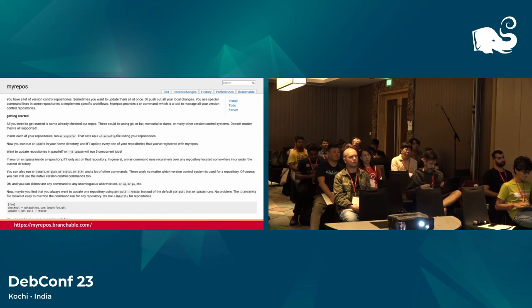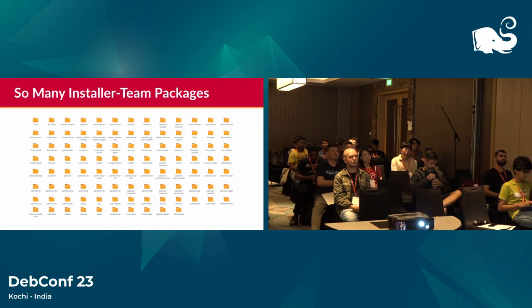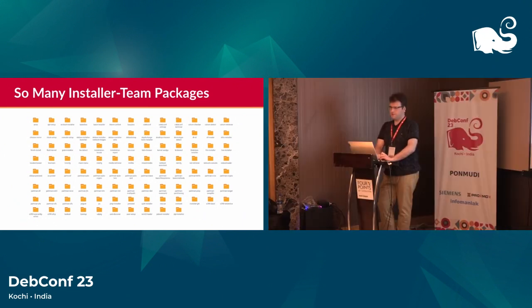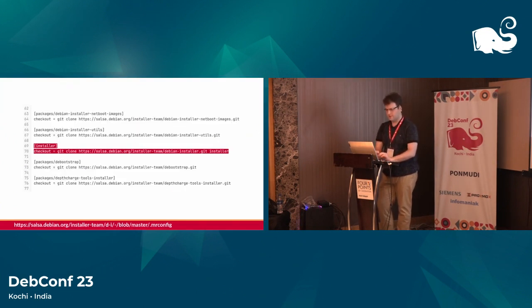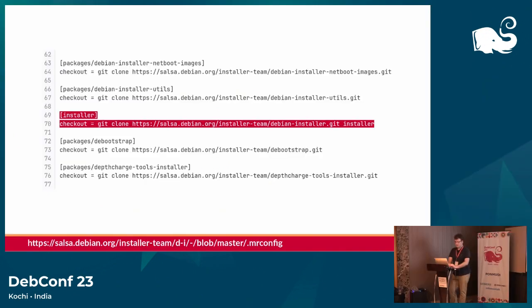This meta repository does check out a lot of other package repositories. There are more than 100 of them, and I'm not going to go into all of them. Just know the scope of the installer work. In this mrconfig file in the same repository, it lists every directory that should be checked out and how to check out that repository. Like the installer directory that we are interested in for building Debian installer images is checked out by git clone something something debian-installer git installer.